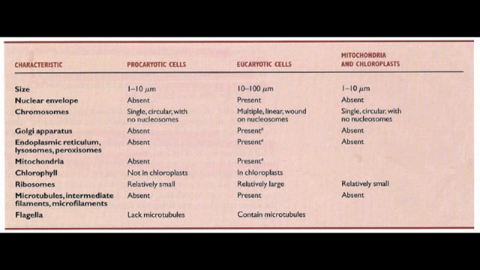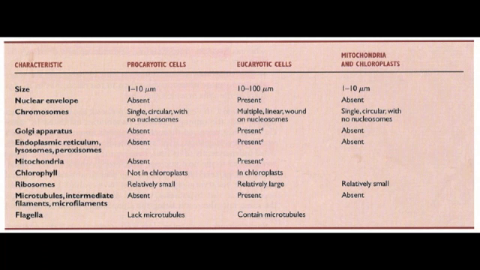Comparing prokaryotic cells to eukaryotic cells, prokaryotic cells have naked DNA which is found in the cytoplasm in the region which is called the nucleoid. On the other hand, eukaryotes have chromosomes that are made up of DNA and proteins. These chromosomes are found in the nucleus enclosed in the nuclear envelope.